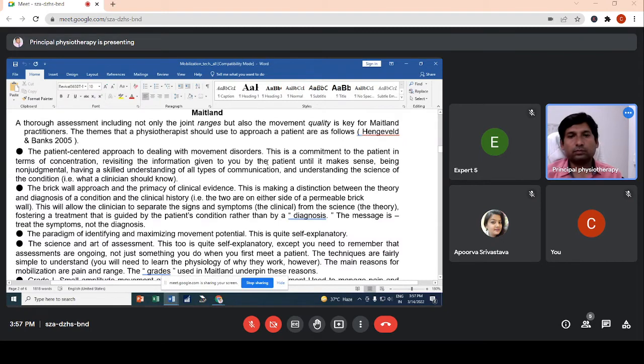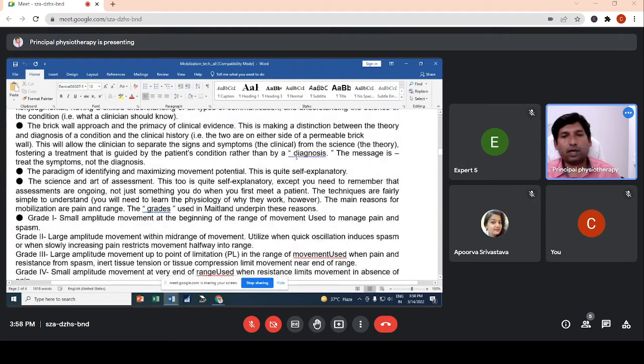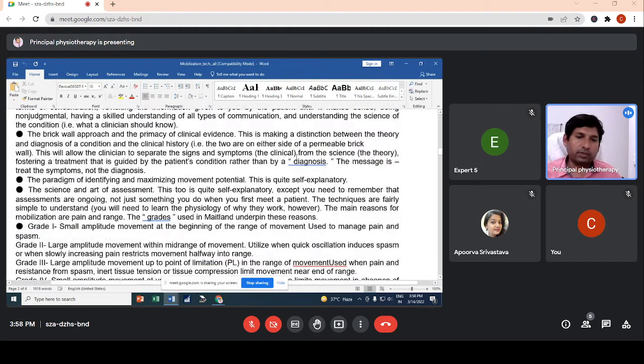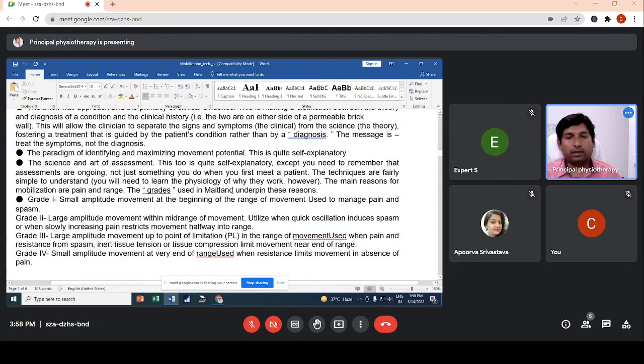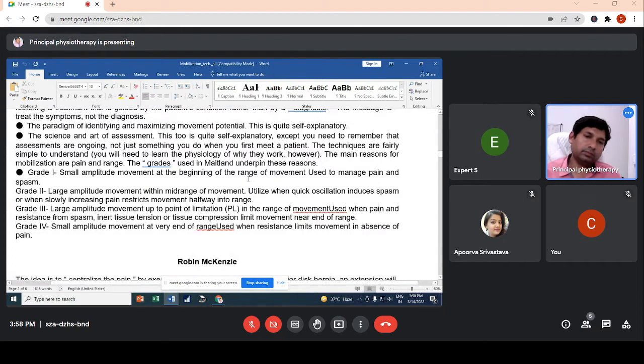It means before applying this technique, we should assess the joint and we should diagnose the condition, whether the condition is acute, subacute, or chronic, and whether the patient is having only pain or the patient has pain and stiffness both, whether the associated muscles around the joints have a spasm, and after assessing properly the condition, we provide Maitland technique.